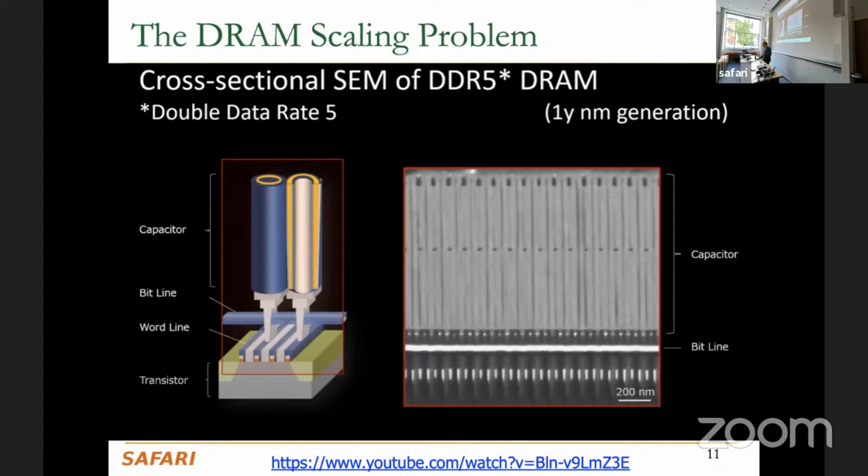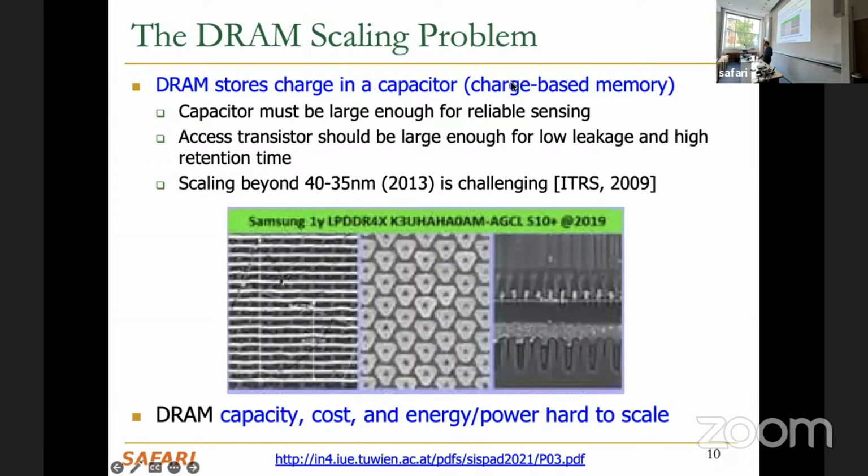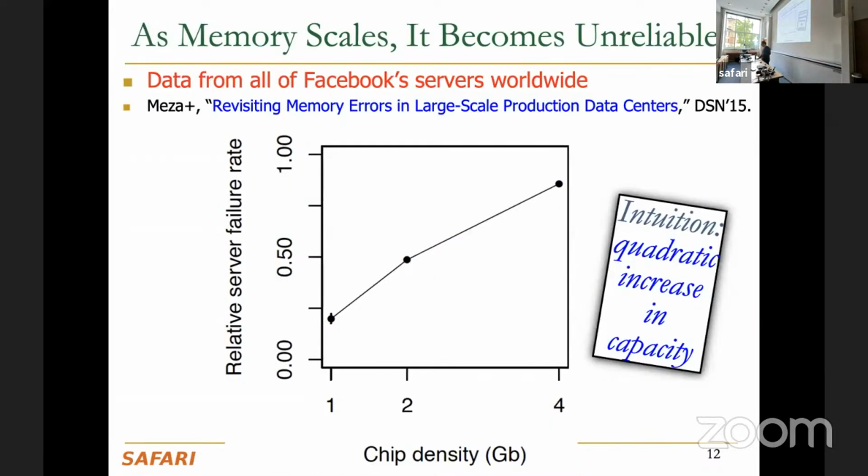So it's very fascinating that people have come to this point in manufacturing these chips. But when you actually reduce the size of the cell, both of these properties that I mentioned become difficult to maintain. Essentially, reliable sensing and high retention time both reduce over time. And this manifests itself as errors. And we've always been interested in these errors.